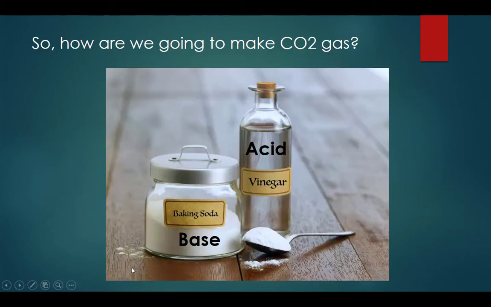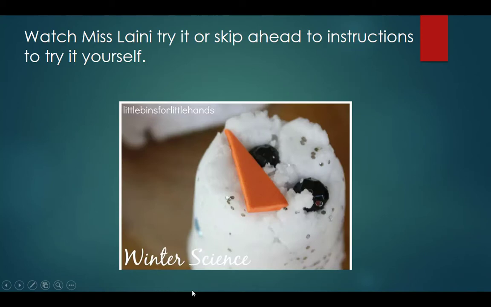So how are we going to make CO2 gas? Well, we are going to combine an acid with a base. Vinegar is an acid and baking soda is a base. What do you think is going to happen when we combine them? Let's see. Well, our project today is baking soda snowman.